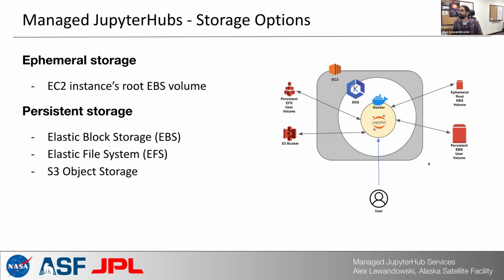But the difference between these services comes down to cost and networking speed. EFS is typically less expensive but slower, and EBS is typically faster and more expensive.